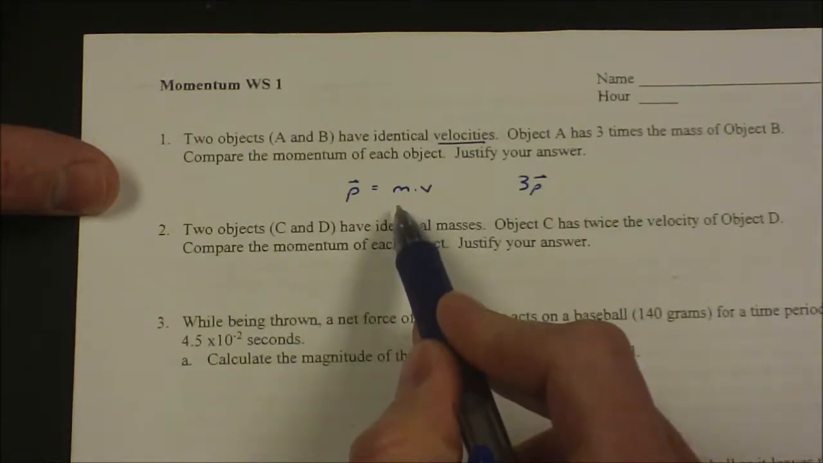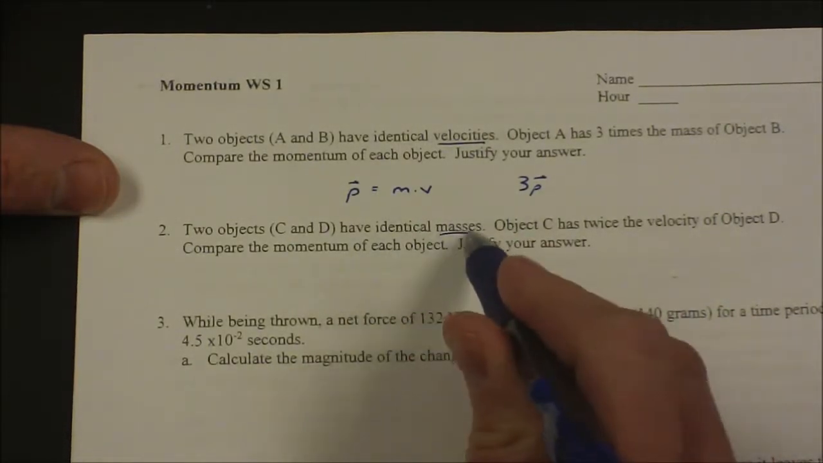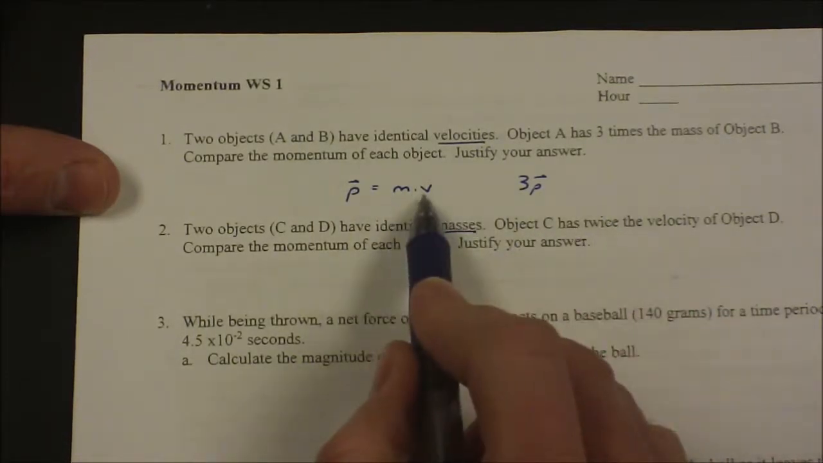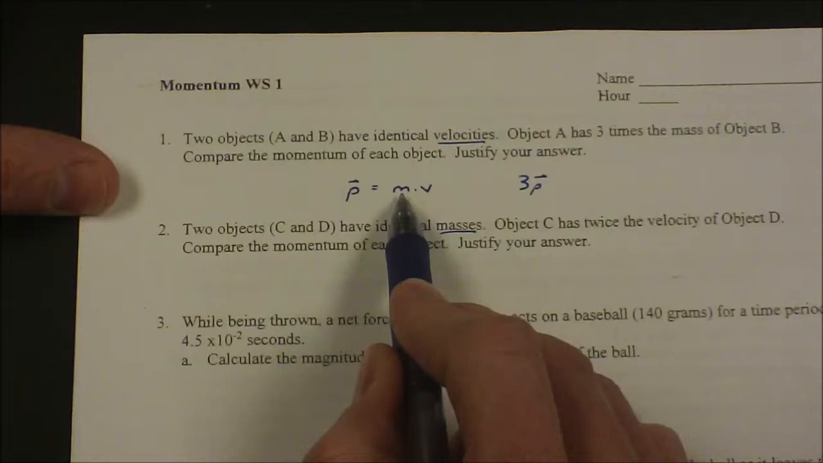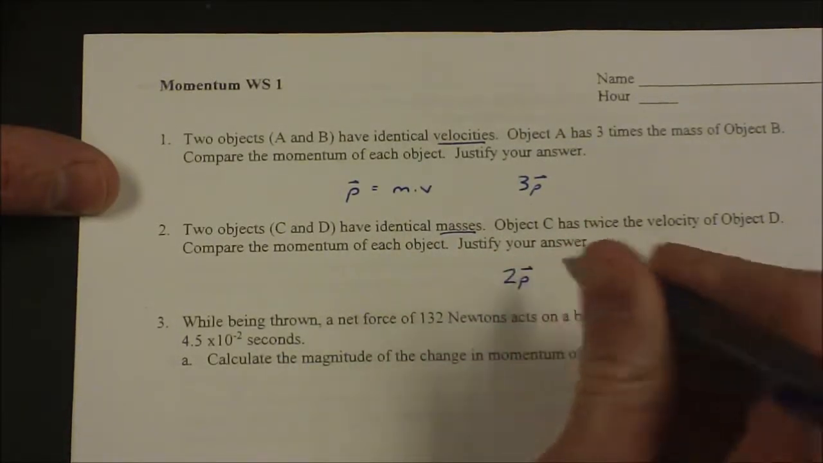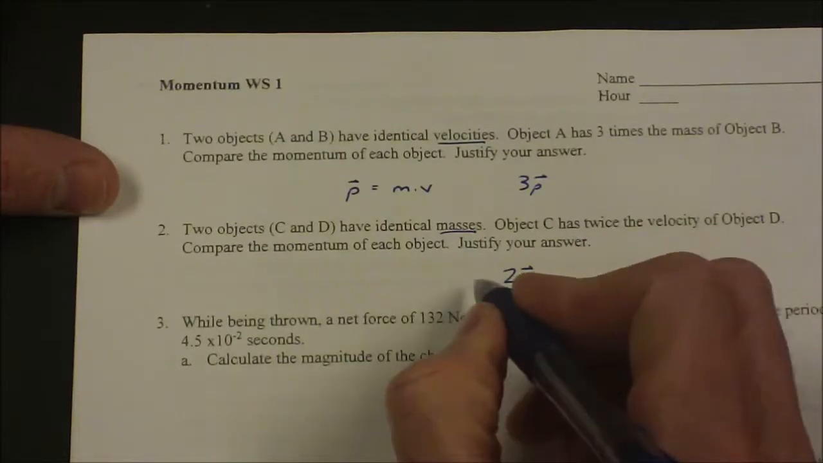Using the same example here, if I have identical masses and I increase my velocity by 2, keeping the mass the same, I'll end up with 2 times the momentum by increasing my velocity by 2.